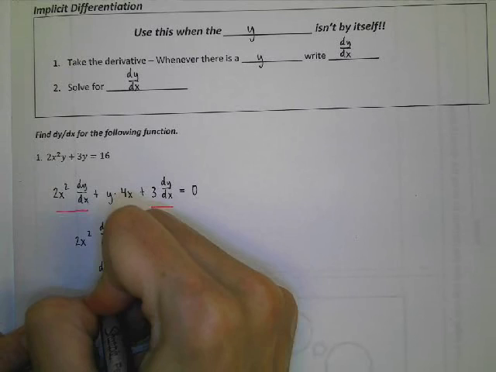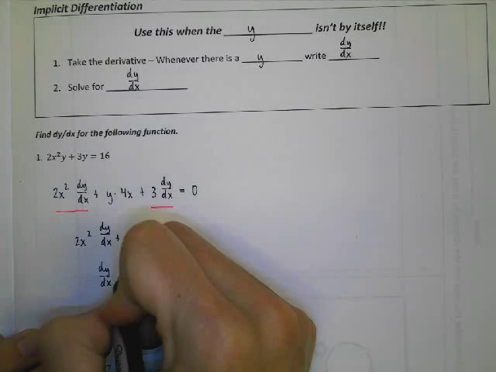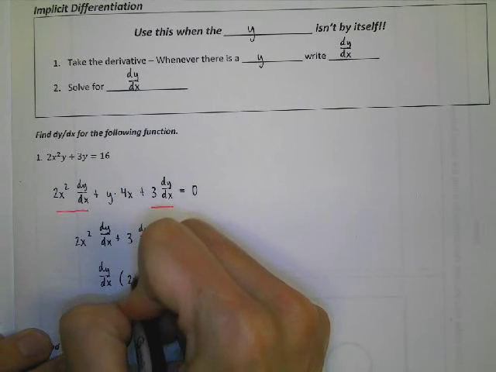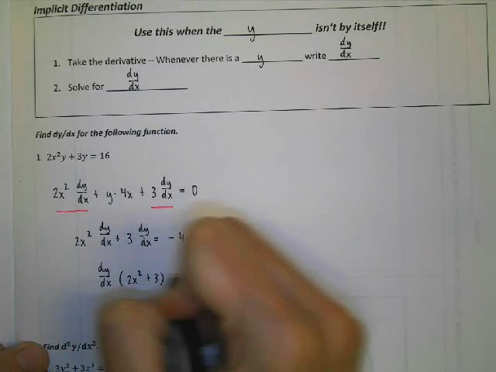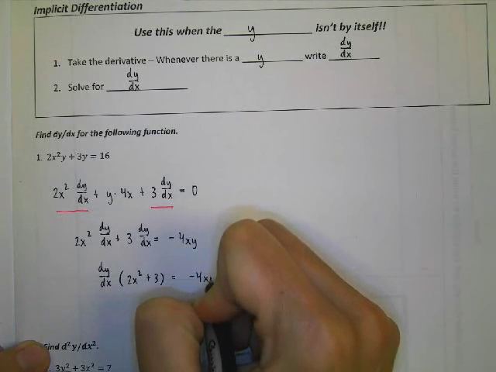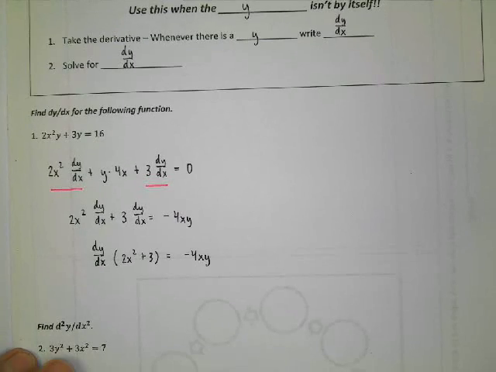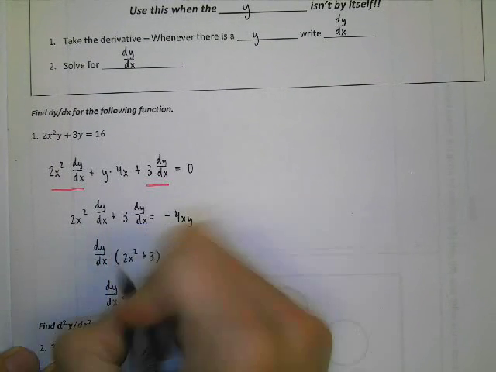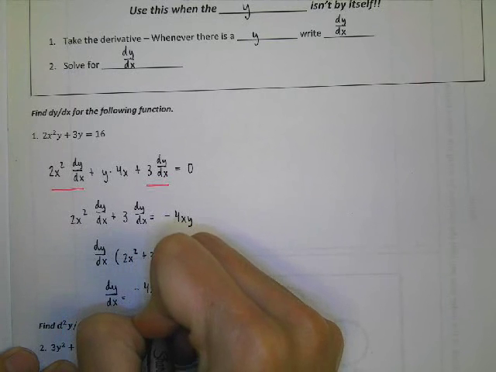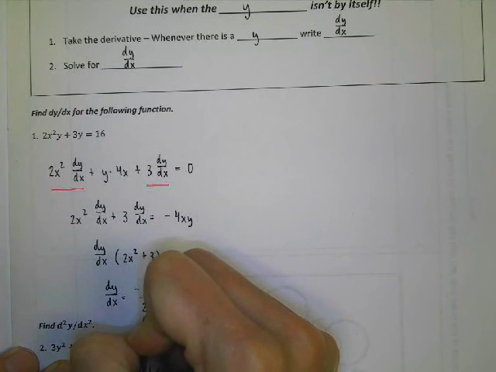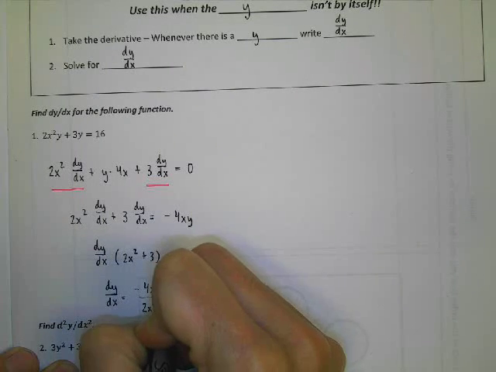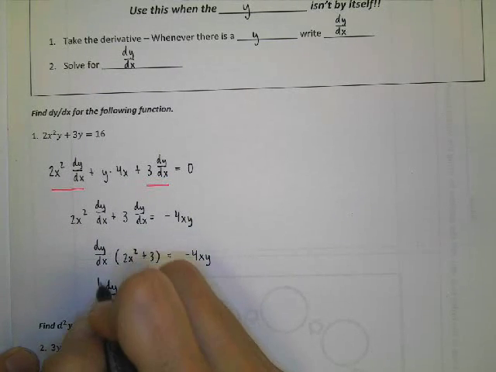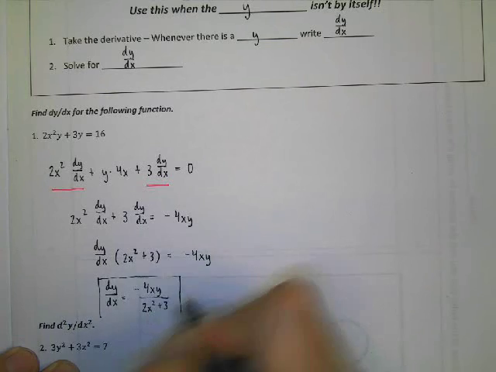So now I'm going to factor that dy dx out of both of my terms, and I'll have a 2x squared plus 3, and that's equal to my negative 4xy. So then my last step, I'm just going to divide, and my derivative is negative 4xy all over 2x squared plus 3. And there we have our derivative.